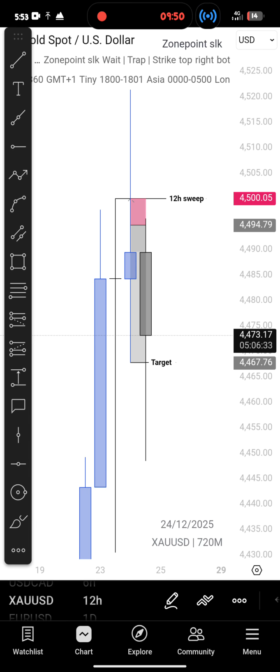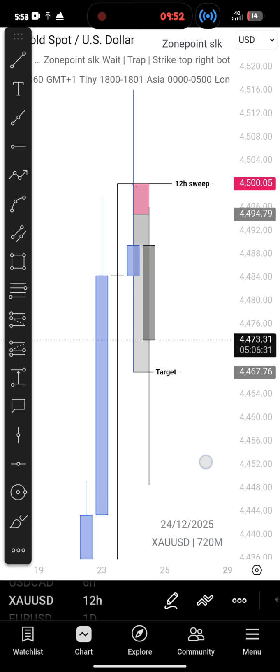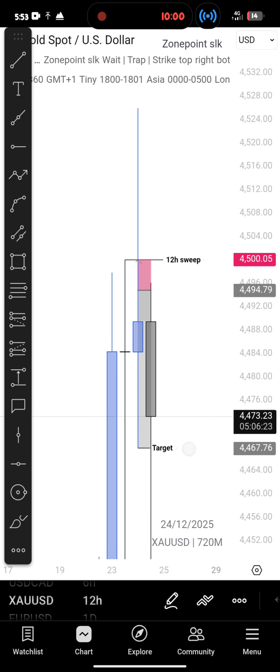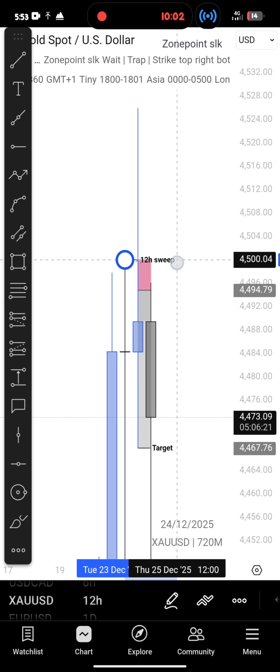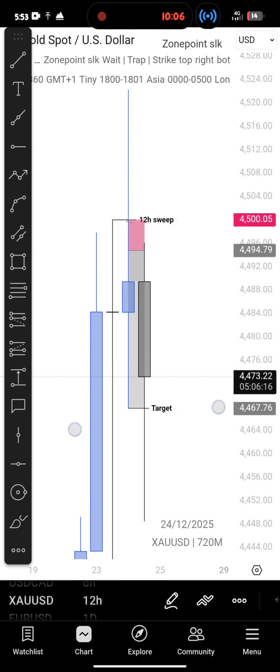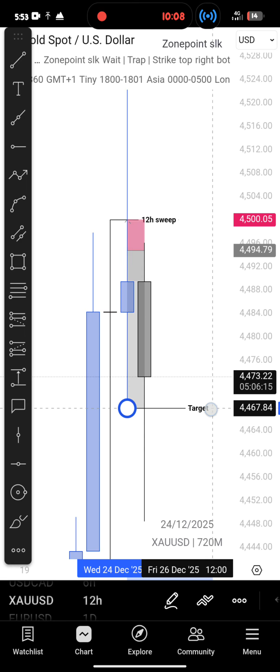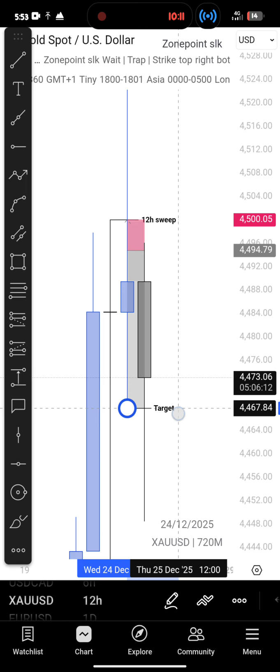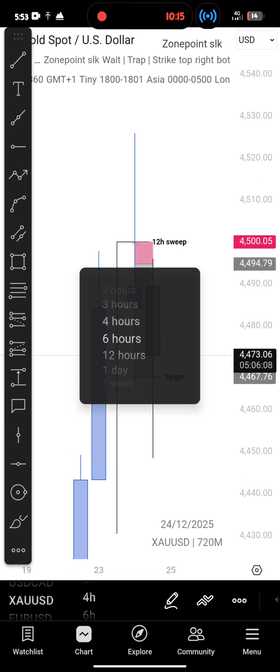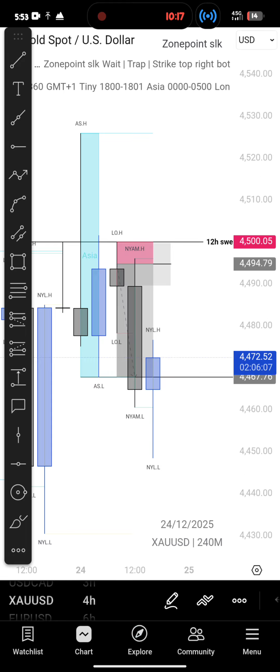On this gold, I saw that this 12 hour candle, which is half of 24 hours, swept the previous day high and closed below that previous day high. So my next target was this previous day low. Now I moved to the 4 hours to see what the 4 hours was doing.